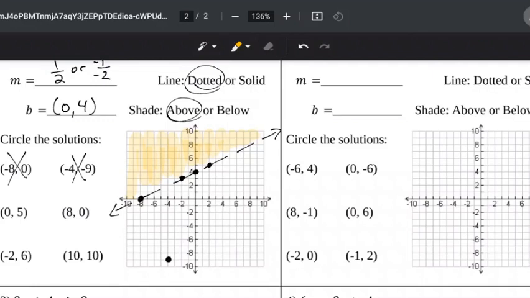0, 5. Over 0, up 5. That one is definitely in our shaded region, so it is a solution. To the right 8, up 0. Doesn't quite make it. -2: left 2, and then up 6. That's well in our shaded region, so it's a solution. Then over 10, up 10. That one as well is in our shaded region, above the line, so it's a solution.